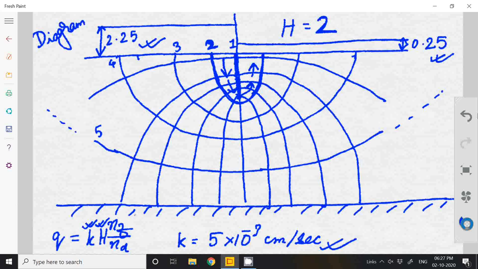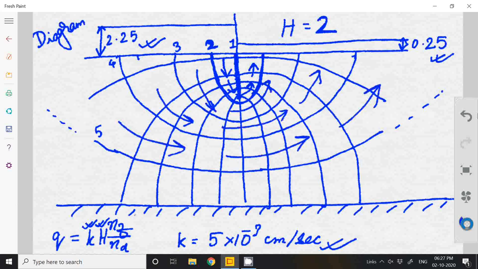Between the first and second flow line there is one flow channel. Between the second and third flow line there is the second flow channel. Between the third and fourth flow line there is the third flow channel. Between the fourth and fifth flow line there is the fourth flow channel. Now here in the last, what is this? This impermeable surface, water will also pass along the impermeable surface, right, in this manner from left to right.